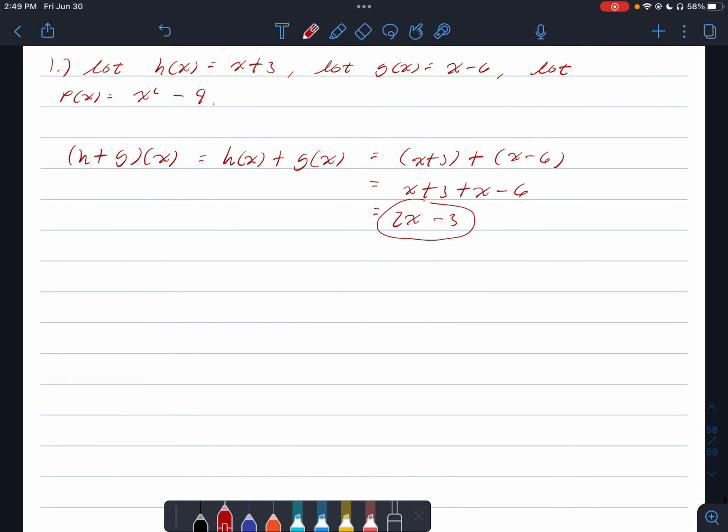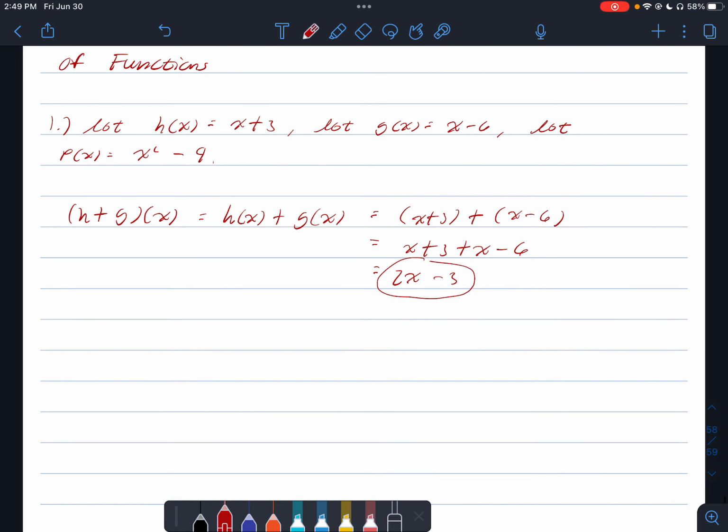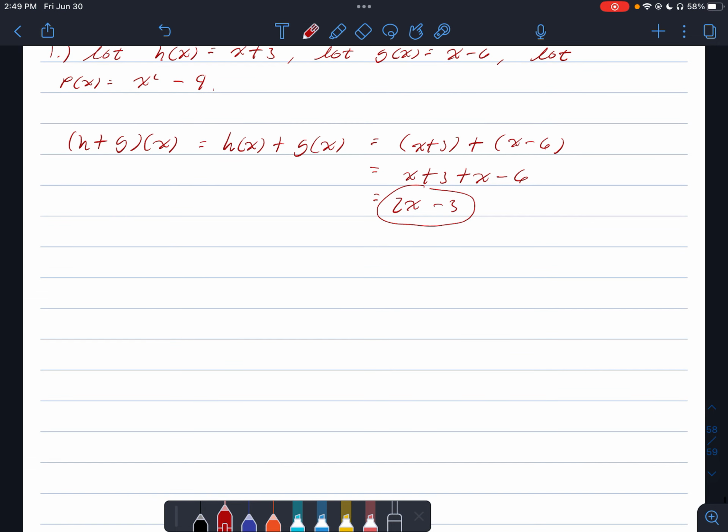This will be true for any functions that you're given, no matter how complicated they get. If you have two functions added together, it's going to look like this. Similarly, if we have h minus g of x, this is going to be h of x minus g of x. Sometimes you're asked to evaluate at a specific number, so let's try h minus g of 2.